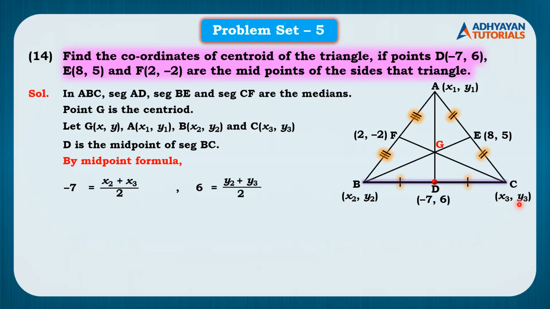Clear? So now cross multiply, 7 2s is 14, so minus 14. Okay, so x2 plus x3 is equal to minus 14. Equation number 1. And in the same way, tell me here 6 2s will be 12. So y2 plus y3 is equal to 12. Equation number 2. So did you understand, students?